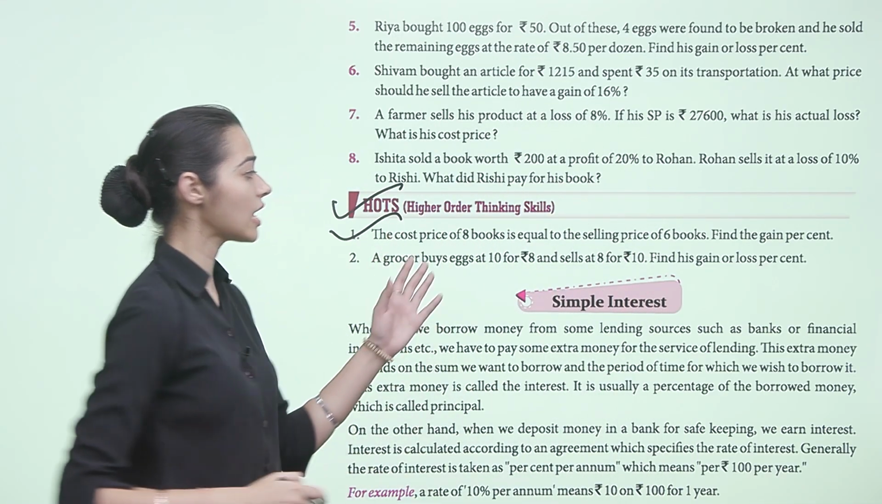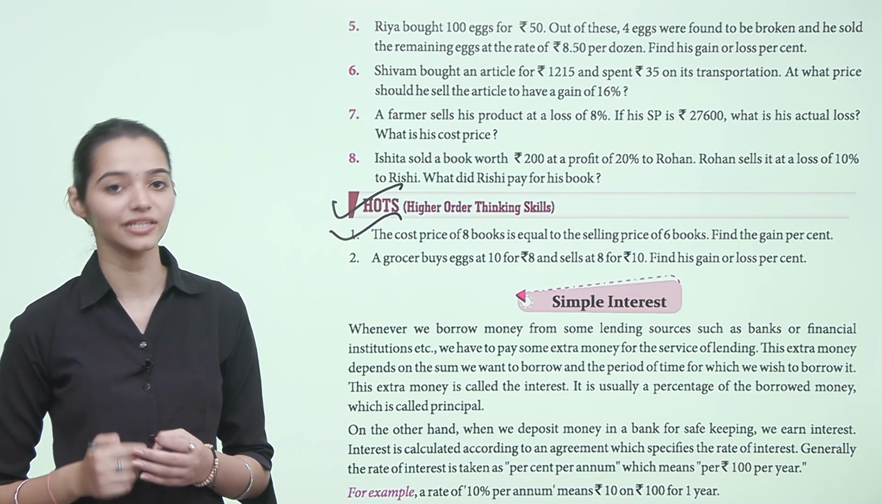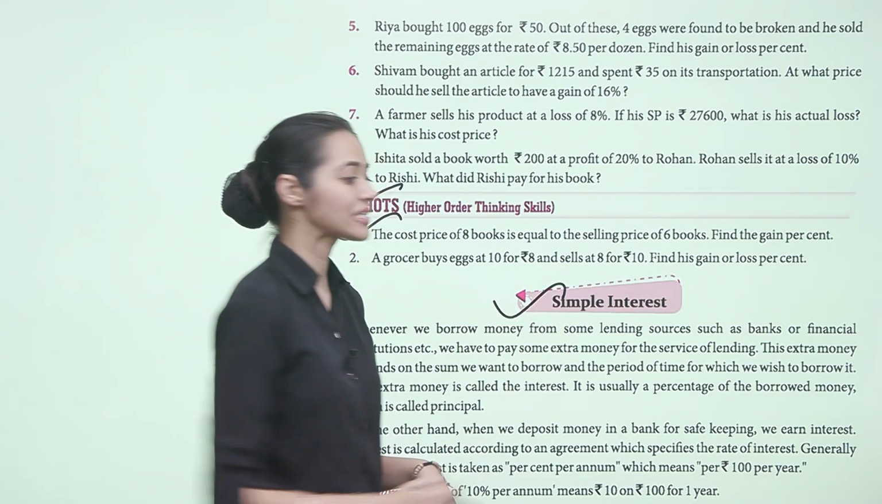What are high order thinking skills? Here the cost price of 8 books is equal to the selling price of 6 books. You have to find the gain percentage. Now next is our simple interest.